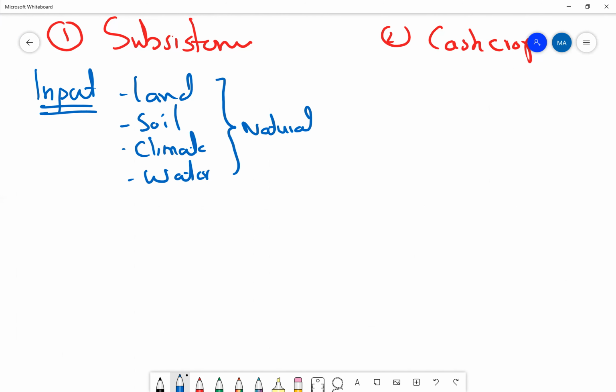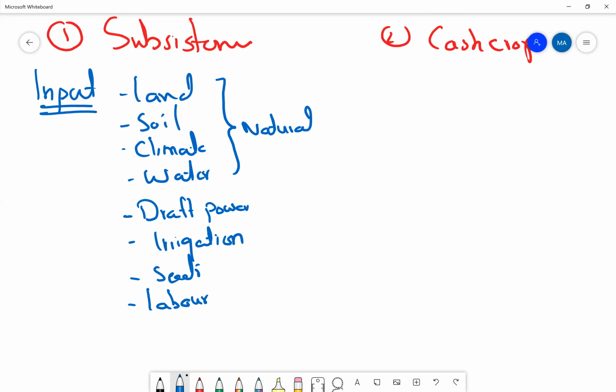If we talk about the human inputs, you would definitely be needing draft power for the plowing of land. Draft power, whether through machines or natural animals, is basically a further choice for the farmers. Irrigation systems. You need seeds for the plants, then labor. So these are all the human inputs that are needed for a subsistence farm.